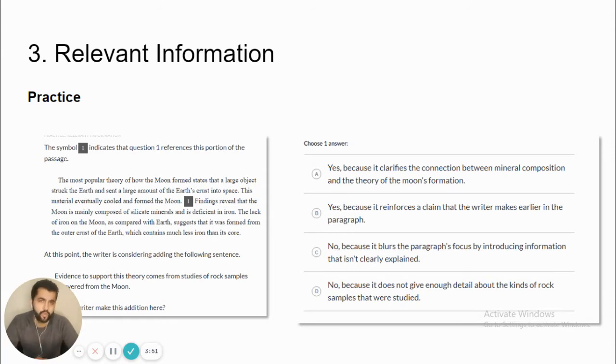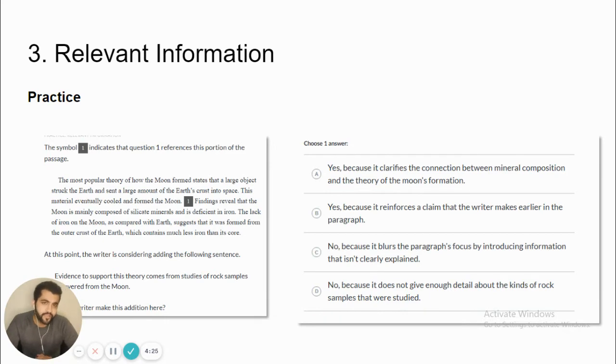So if we just look at this passage, first we are told about a particular theory, and then we are told about findings which reveal that the moon most likely was made of earth, because the moon is deficient in iron and the outer crust of the earth is deficient in iron as well. At this point, the writer is considering adding the following sentence. Evidence to support this theory comes from studies of rock samples recovered from the moon. Should the writer make this addition here?